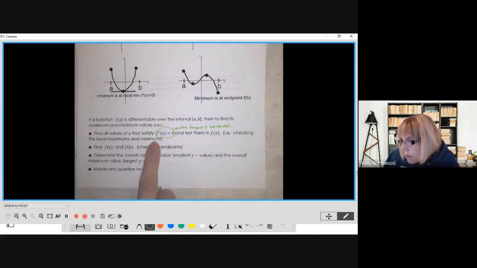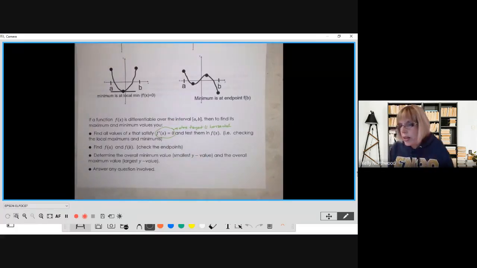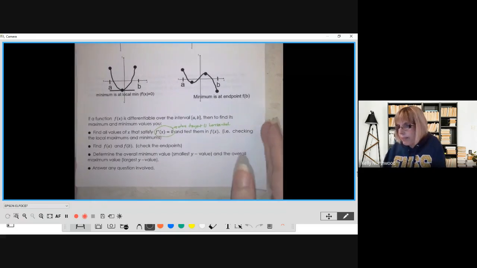So in other words, we're checking the local maximums and minimums. Then we're also going to find the two endpoints. The endpoints would be f at a and f at b, check those. And then from that list, however many values there are, determine the overall minimum or smallest y value and the overall maximum or largest y value. Sometimes they'll fit it into a word problem and you'll have to answer the question that's involved. So we're checking any local max and mins that there end up being, and then we're checking the endpoints.